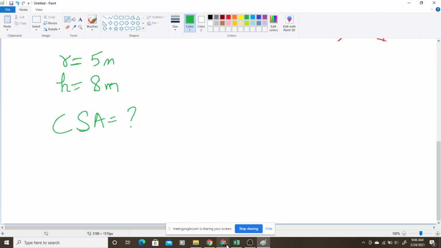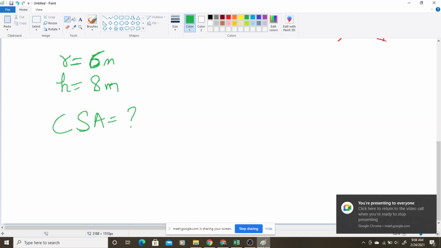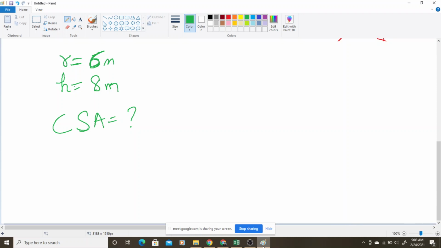Okay, sorry, in place of R, change R from 5 meter to 6 meter, it will be a little simpler. R is 6 meter and height is 8 meter. Now find its CSA. Let's try to find. See, for CSA of a cone, we have a cone where we have to find the CSA. So CSA of a cone, what is the formula? It is pi r L. But we do not have this L here. So how do we find this L?